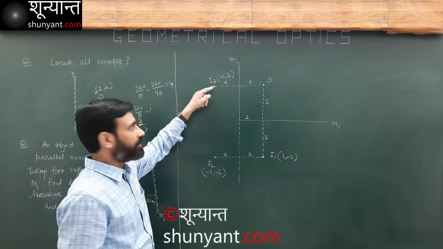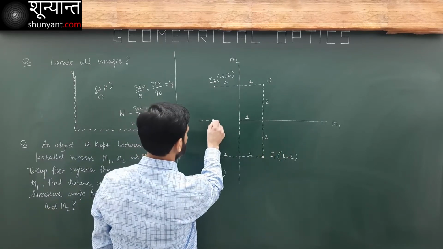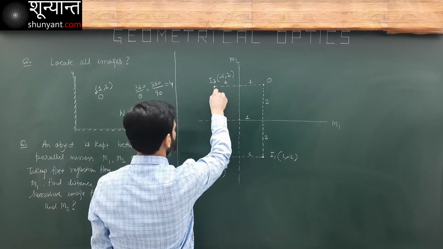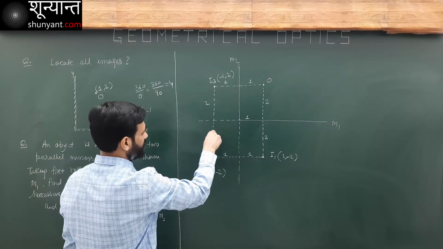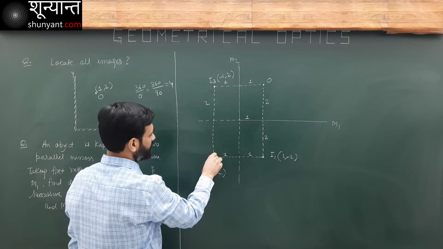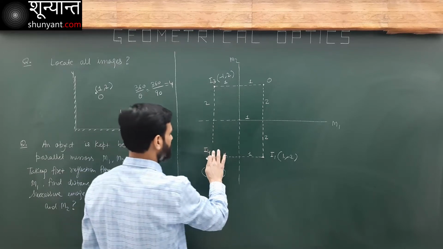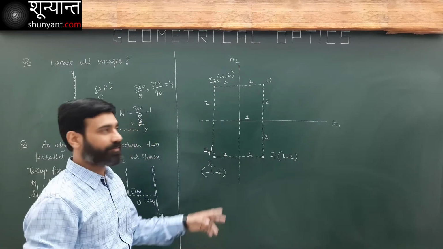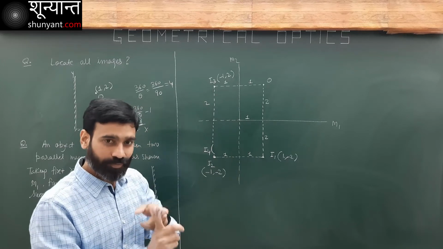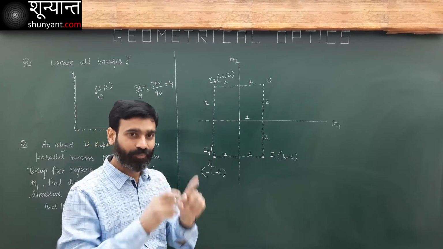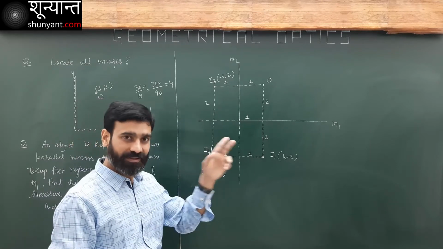Image from M2. This becomes an object for M1. So there will be an image. What is this distance? This distance is 2. So I will get an image, same distance behind the mirror. Now when I do that, the image coincides here. So I2 and I4 both coincide. That's why total count is only 3, I1, I2, I3. Second and fourth image have coincided at one point. So I will see only 3 images.